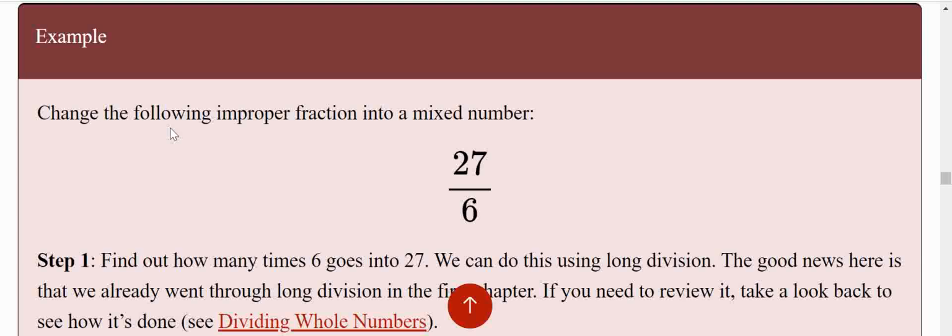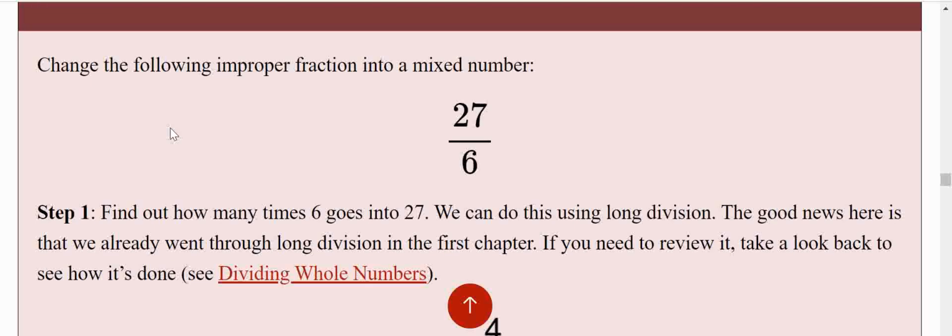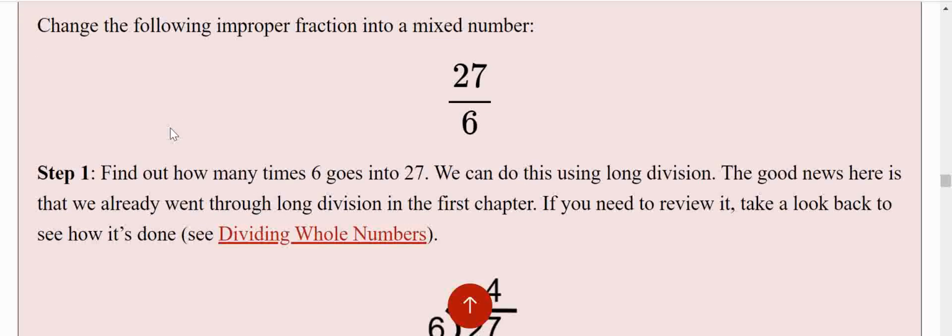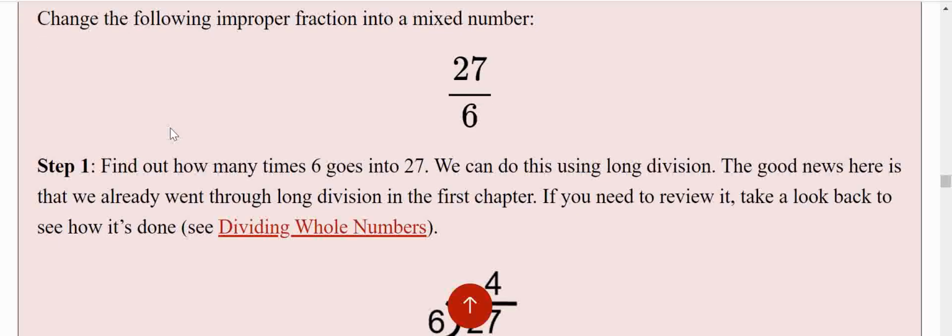27/6. Step 1. Find out how many times 6 goes into 27. We can do this using long division. The good news here is that we already went through long division in the first chapter. If you need to review it, take a look back to see how it's done.